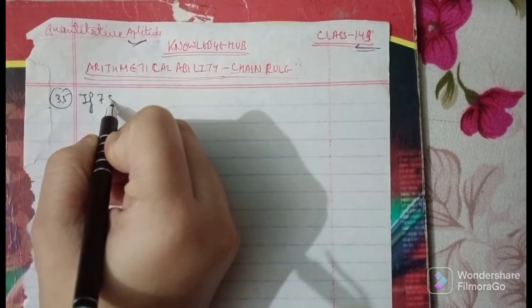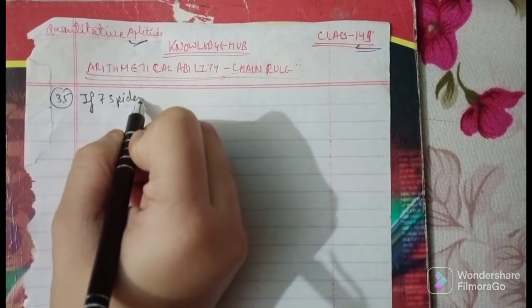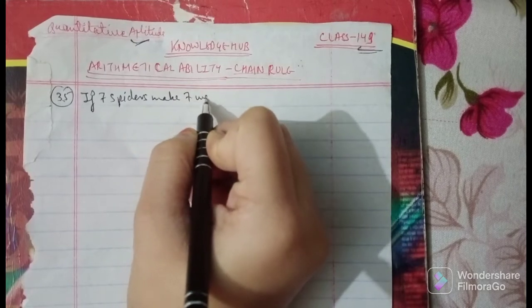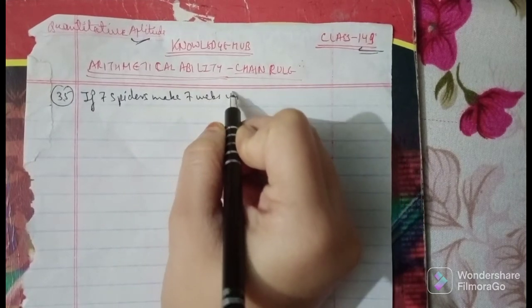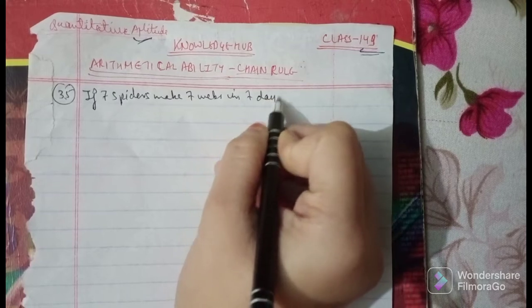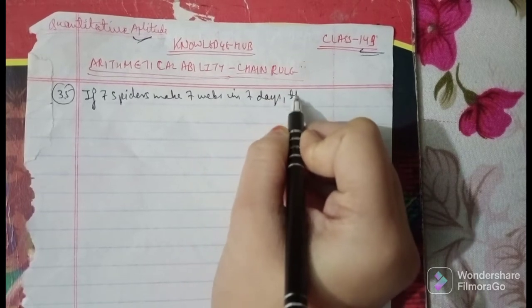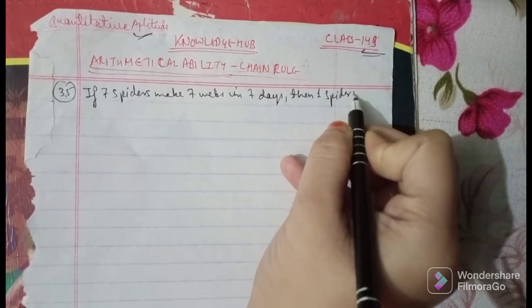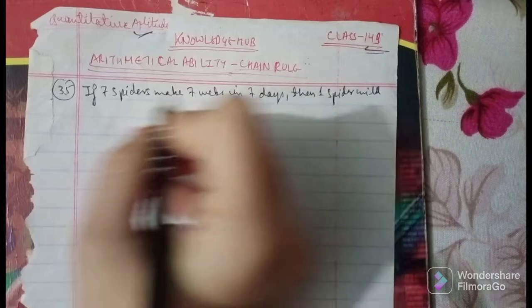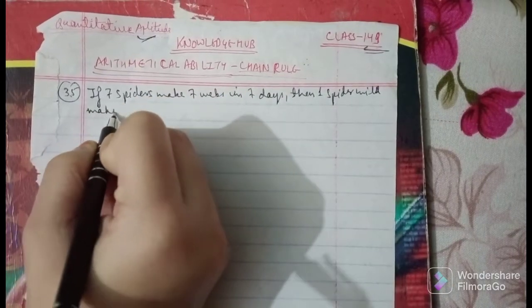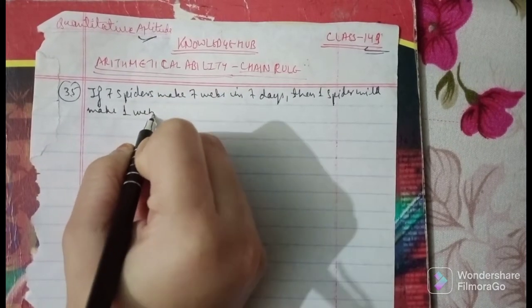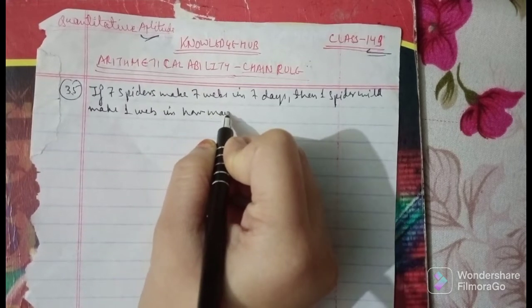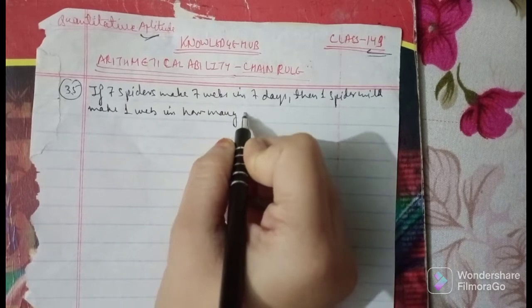If 7 spiders make 7 webs in 7 days, then one spider will make one web in how many days?